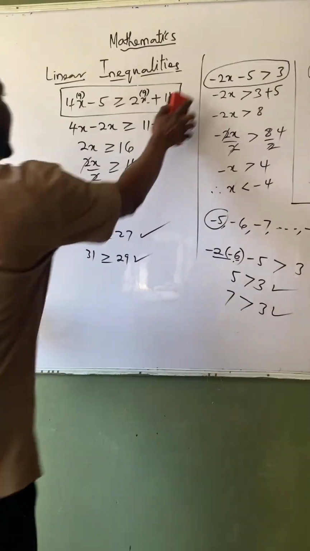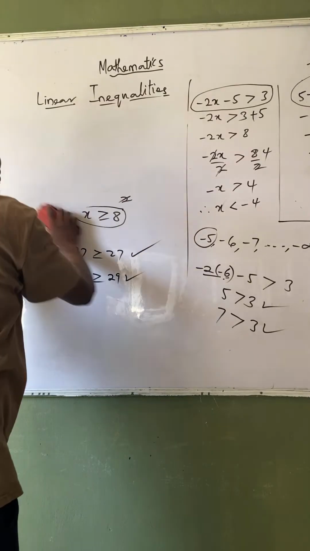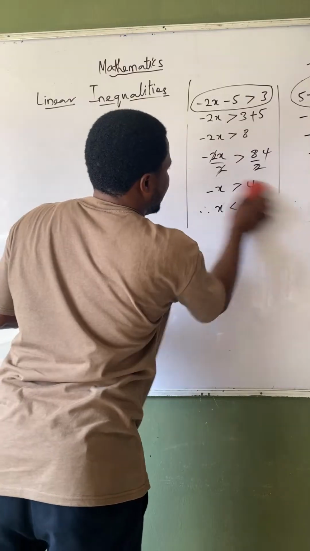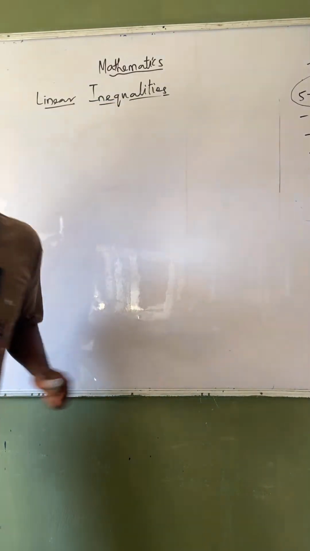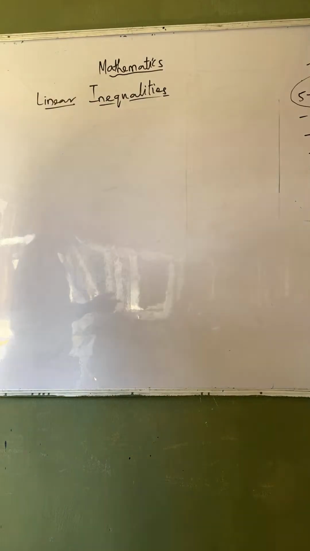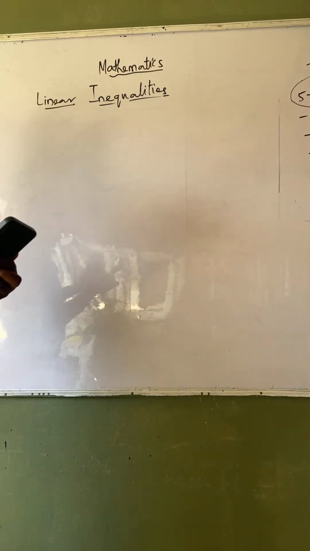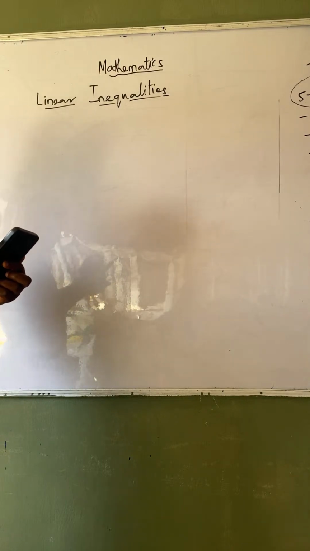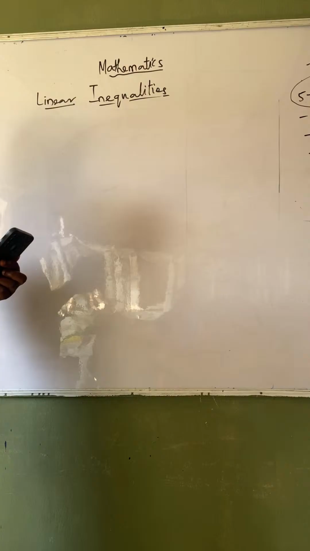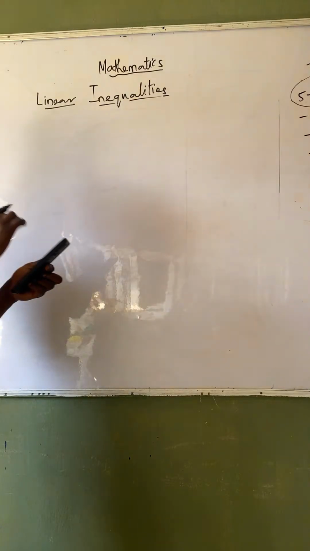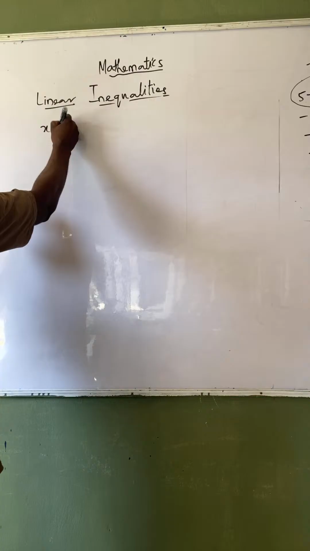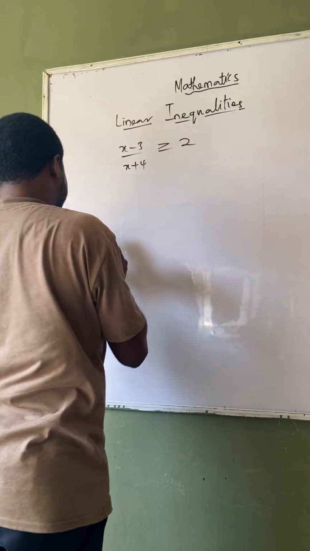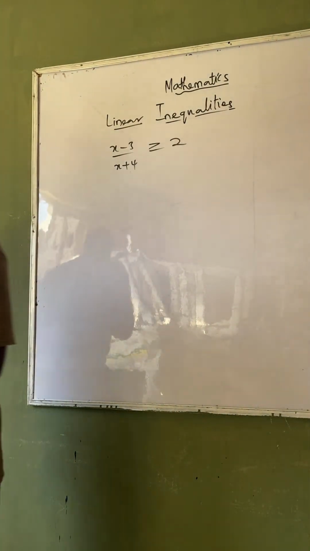Let me clean this side. So when you have this type of question, let's look at it together. Let's assume I have x minus 3 over x plus 4 greater than or equals to 2. Let's solve this together.